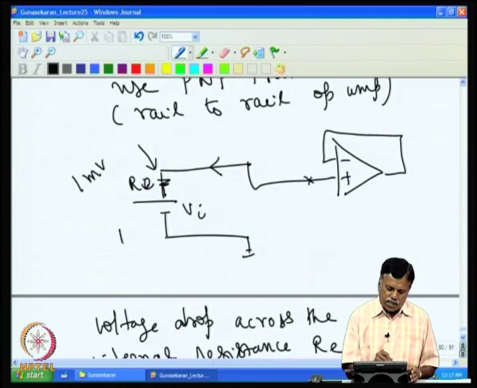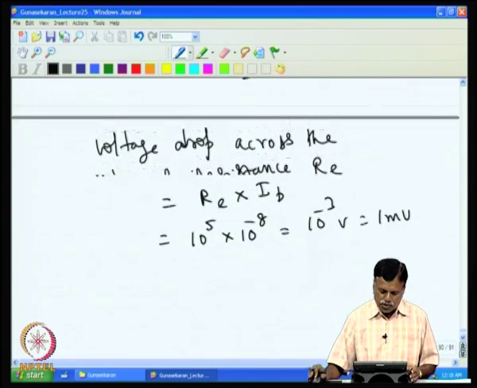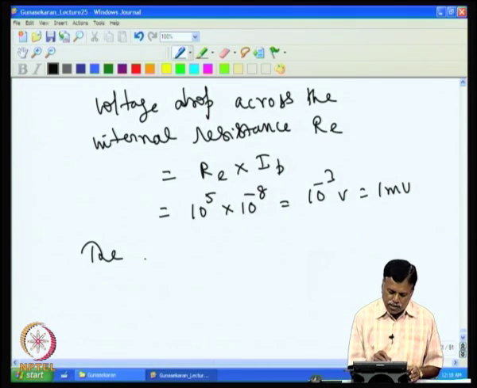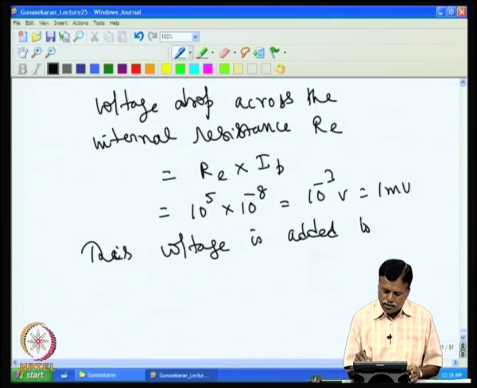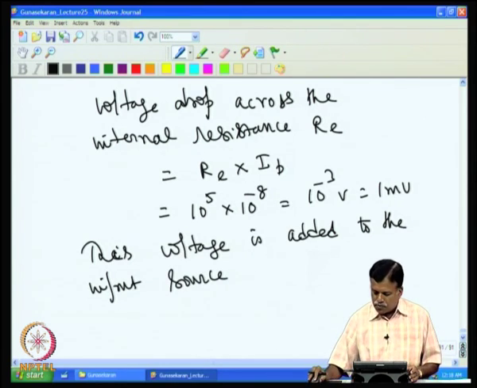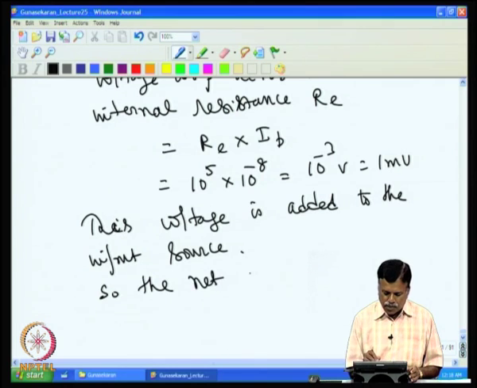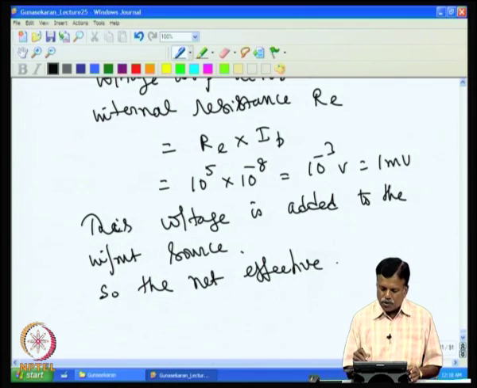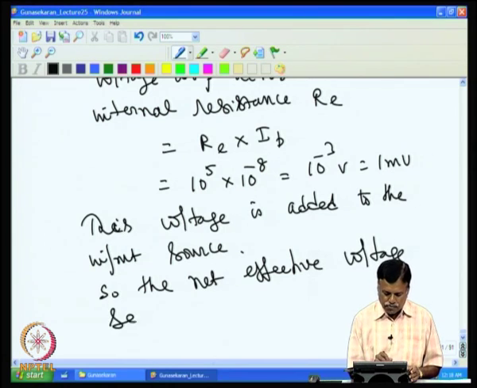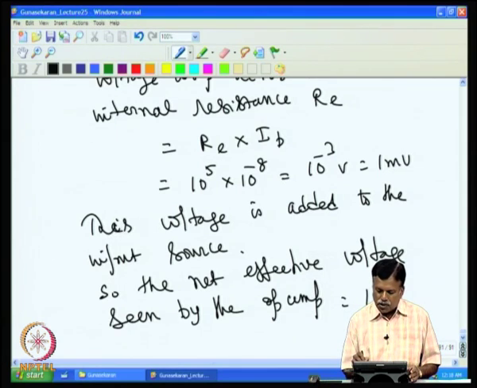Now suppose this is a 10 millivolt source, then this 1 millivolt goes through this, that means this is plus and this is minus. So it is now added to the input source. So the net effective voltage seen by the op amp is equal to 10 millivolt plus 1 millivolt.